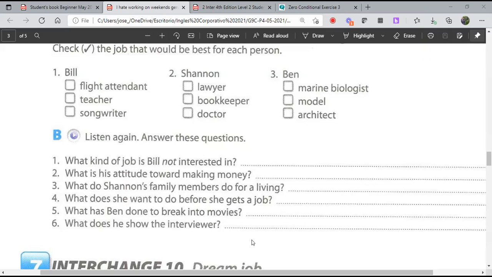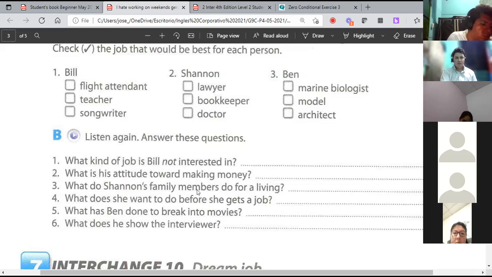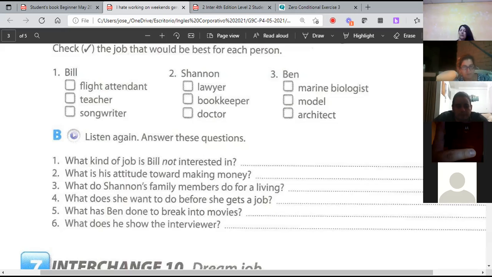All right, can somebody tell me what Shannon's family do for a living? What two professions, I would say, are mentioned about Shannon's family? All right, remember that in this type of activity, you should be taking notes. En estas actividades hay que tomar notas, no solamente confiar en la memoria ni en el oído. Or maybe it was too fast what they said in there.